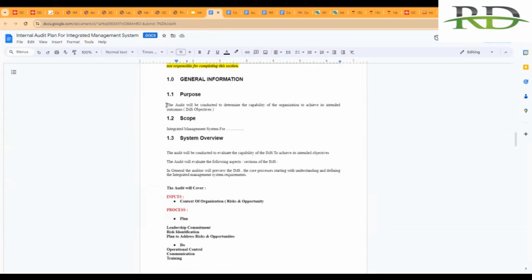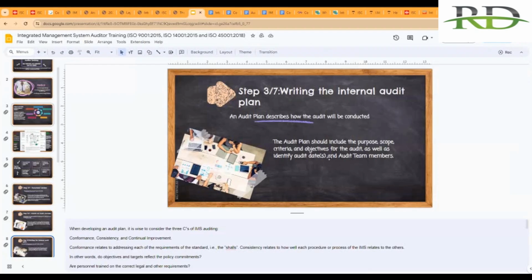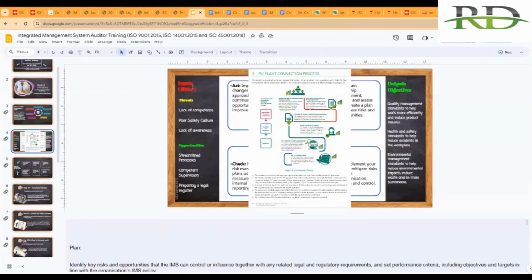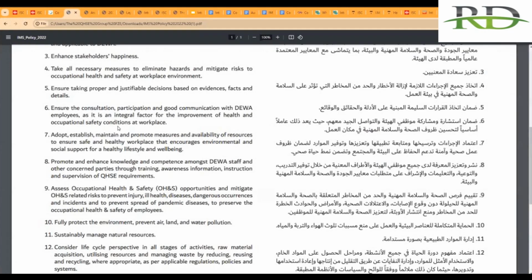The purpose of the audit, always remember, is to determine the capability of the organization to achieve its intended outcomes. When we say determining capability, we are talking about whether or not they are capable of moving from this red zone to this green zone. You understand? Within this process, are you capable of determining these threats and opportunities and also achieving these objectives? These objectives are basically these intended outcomes right here.